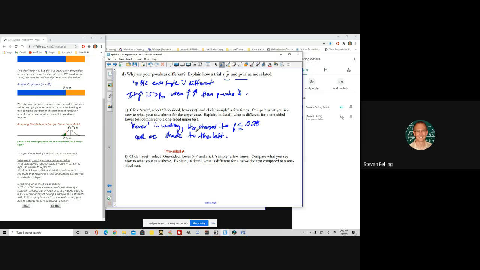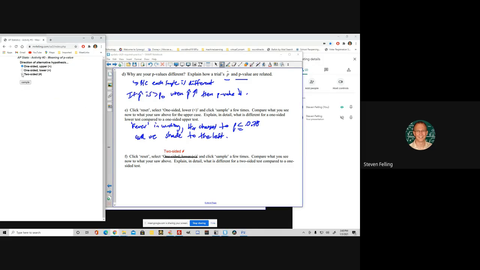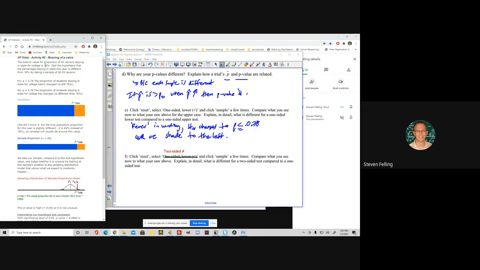Okay, there is one other idea. Let's go to reset, and let's click two-sided. There's a potential typo here. This should say for F, two-sided. Let's look at the wording here. It says the historic value for a proportion of DV seniors staying in state is 78%. Test the hypothesis that the percentage staying in state this year is different from 78%. So this just says it's different, but it doesn't specify whether we're investigating that it's specifically more or specifically less. It could be either one.